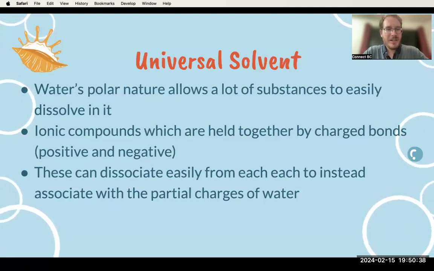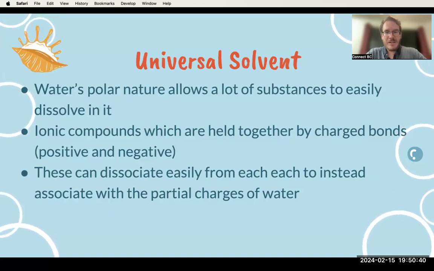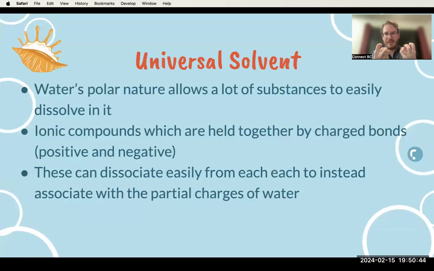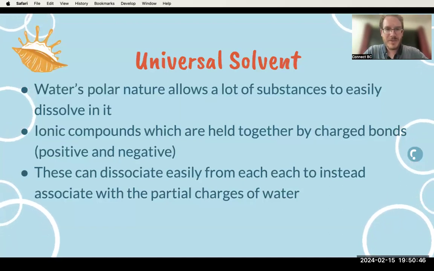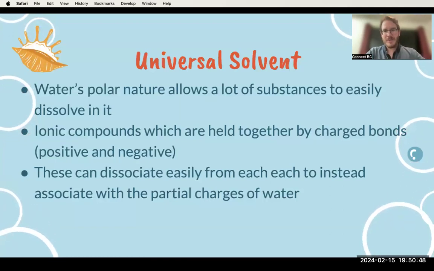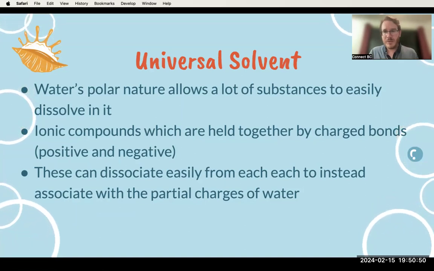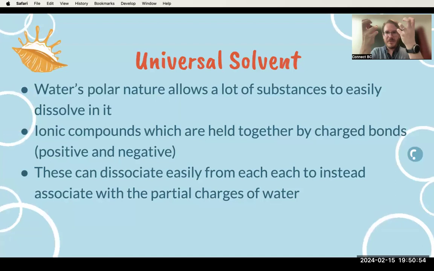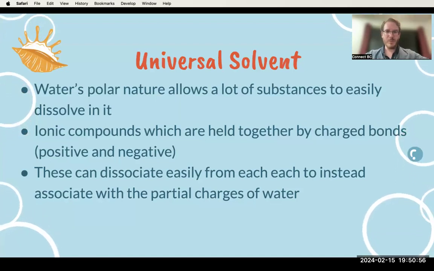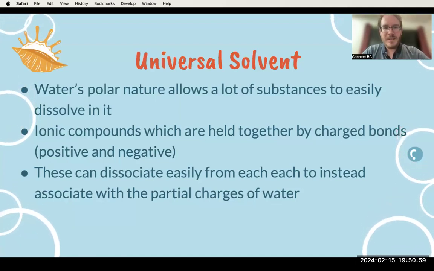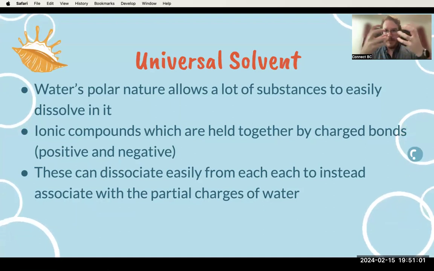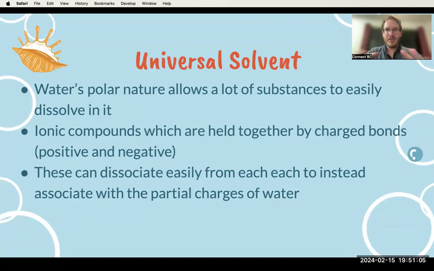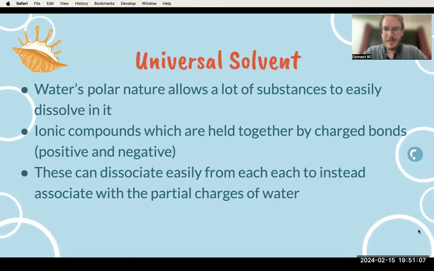And so there are ionic compounds out there. They are compounds which are held together by charge bonds. So a positive and negative, they've come together, opposites attracting to make a new substance. But when those substances are put into water, because water also has this wide variety of positive and negative charges, those positives and negatives can break up. They can just go into the water, and that's what allows it to dissociate from itself, those two parts of that compound, and then go to associate with the water particles instead.